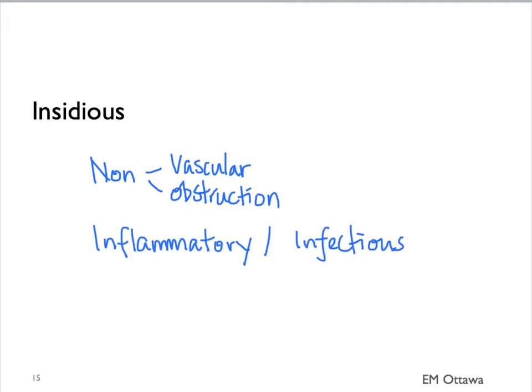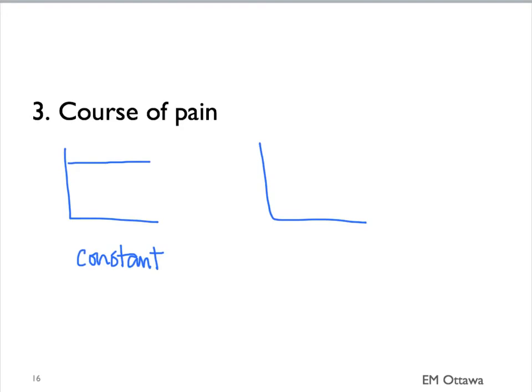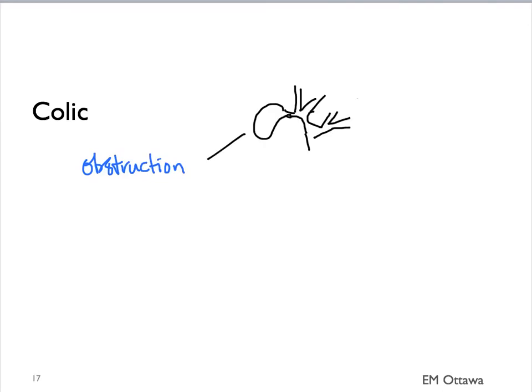Other non-vascular, non-obstructive causes of pain tend to give an insidious picture. A typical example would be an inflammatory condition or an infectious condition, where the pain slowly builds through time. The next helpful clue in the history is the course of pain. We're interested to know whether the pain is constant over time or colicky in nature. Colicky pain tends to be associated with obstruction. Similar to what we've discussed, it can be obstruction in the biliary tree, the GI tract, or the urinary tract.